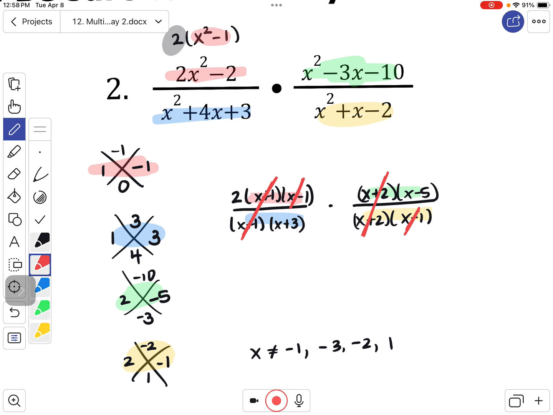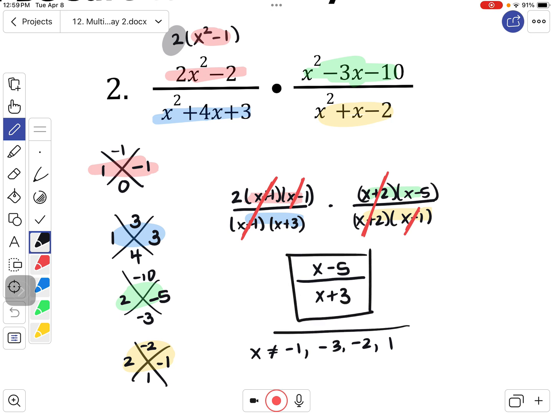So really I'm left with x minus 5 and x plus 3, and those are just going to go exactly where they were before. My x minus 5 was on the top. My x plus 3 was on the bottom. So here's my simplified, and here is my undefined values.